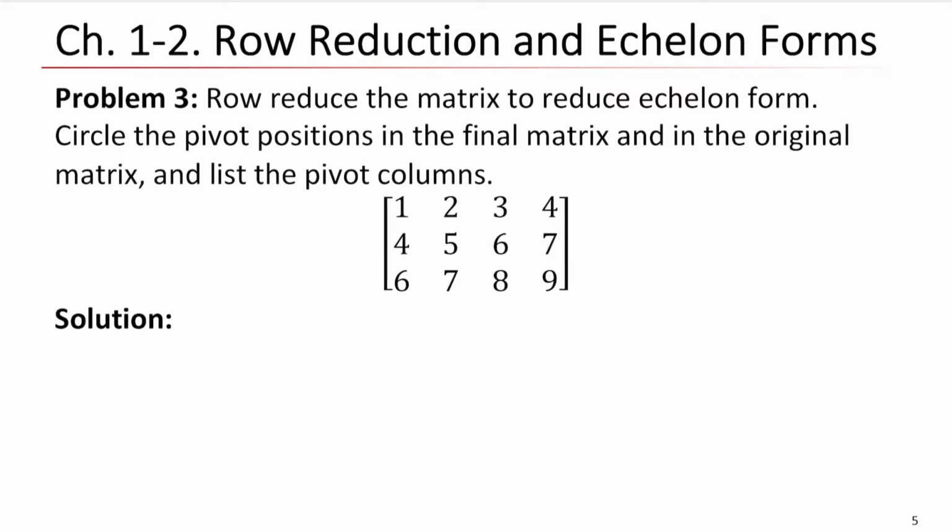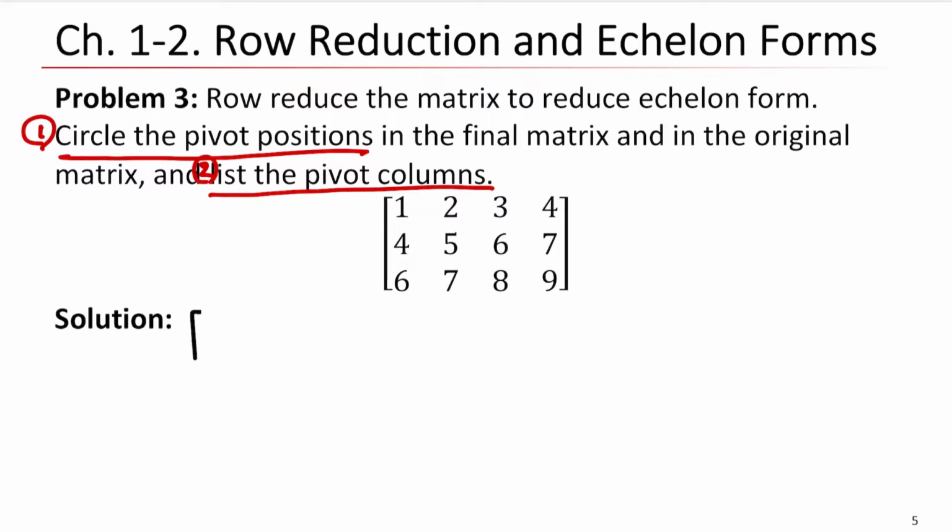This is the row reduction and echelon form section in chapter 1.2. The problem was to row reduce the matrix to reduced echelon form and circle the pivot positions in the final matrix and in the original matrix, and list the pivot columns. So the problem was to find the pivot positions and list the pivot columns, right? Let's do the row reduction first.